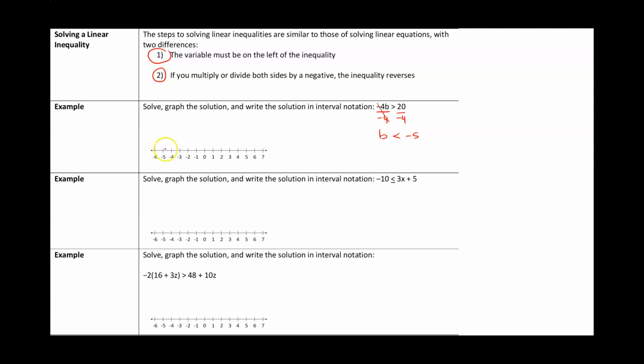Less than means we have an open circle on negative 5. Less than also means the numbers get smaller and smaller, which means they approach negative infinity. In interval notation, anytime numbers get smaller and smaller, on the left side we always have negative infinity, and on the right side they go up to negative 5, not including negative 5. So this is our interval notation.